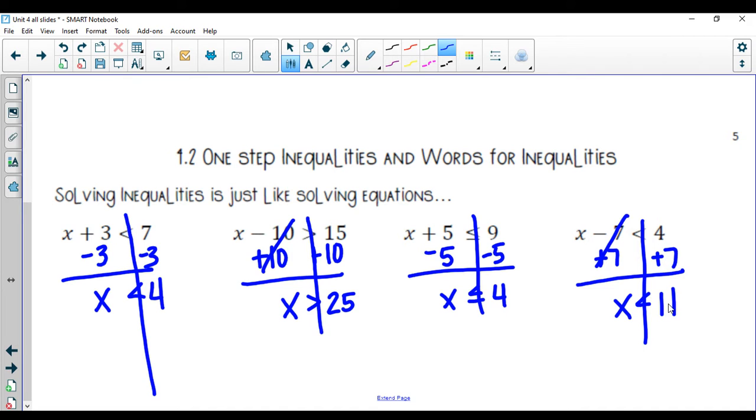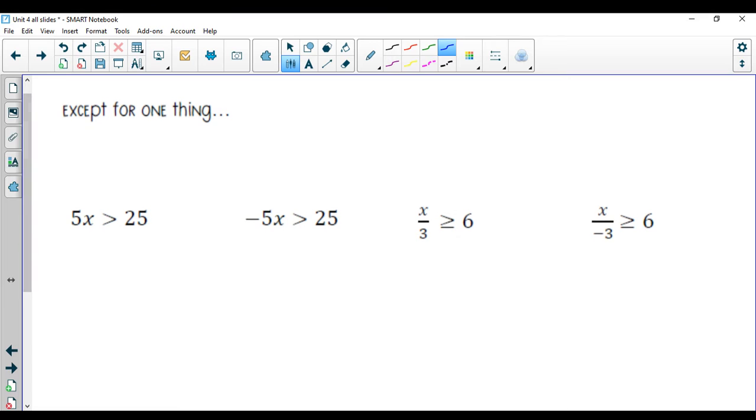You'll notice so far that all of these were addition and subtraction. That's because the only thing that changes slightly is when we are working with multiplying and dividing with negatives. So if we just have positive, 5x is greater than 25. These are stuck together with multiplication, so we'll use division to undo it. These match, so I cross them off. X is greater than 5.